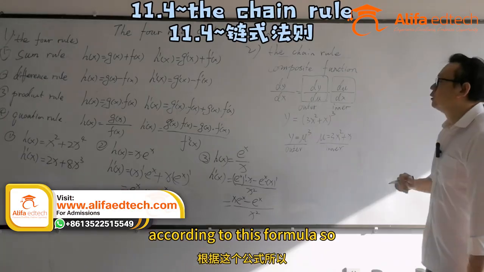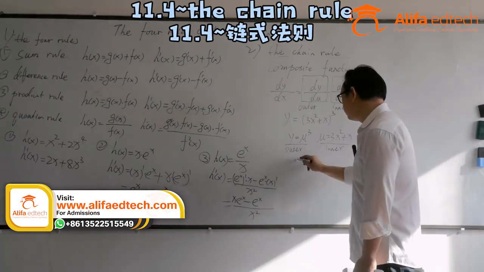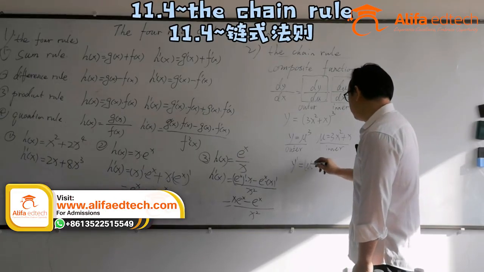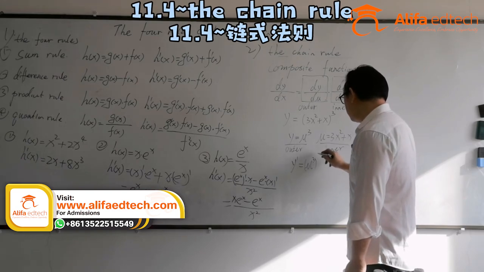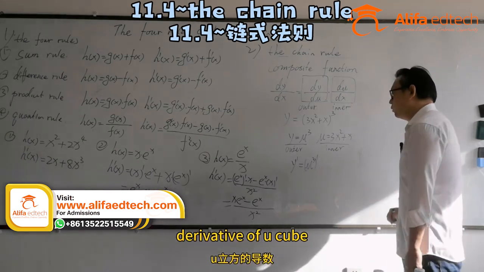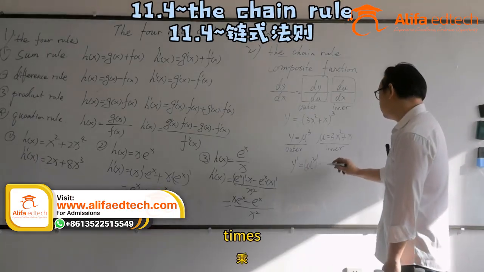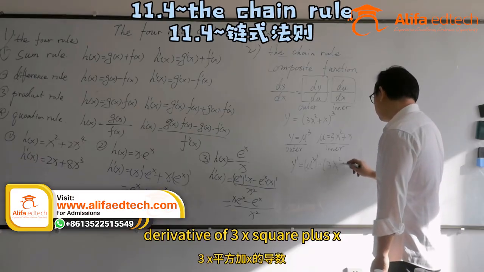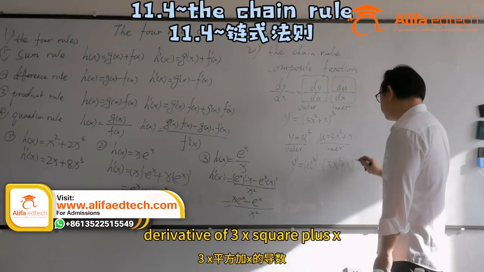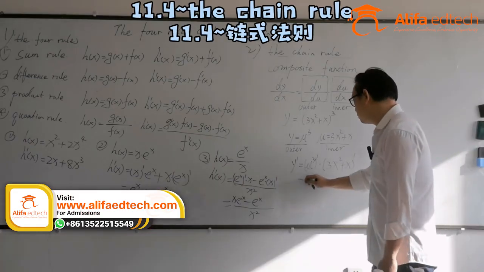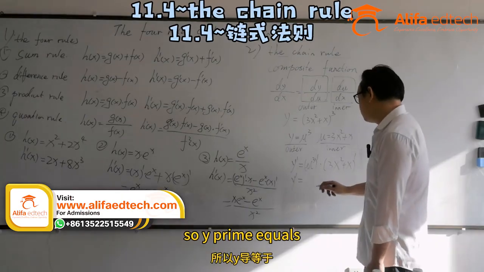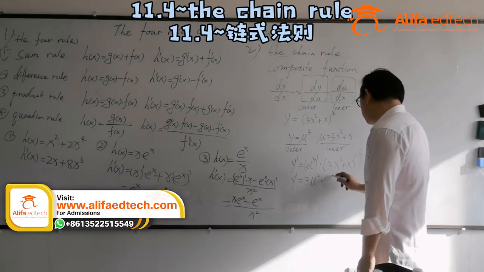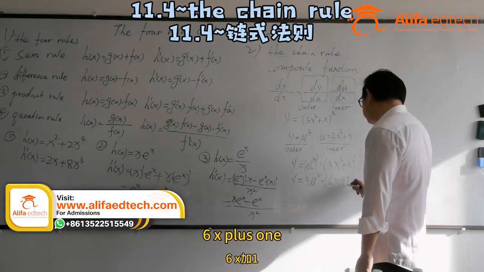According to this formula, y prime equals the derivative of mu cubed times the derivative of 3x squared plus x. So y prime equals 3 mu squared times 6x plus 1.